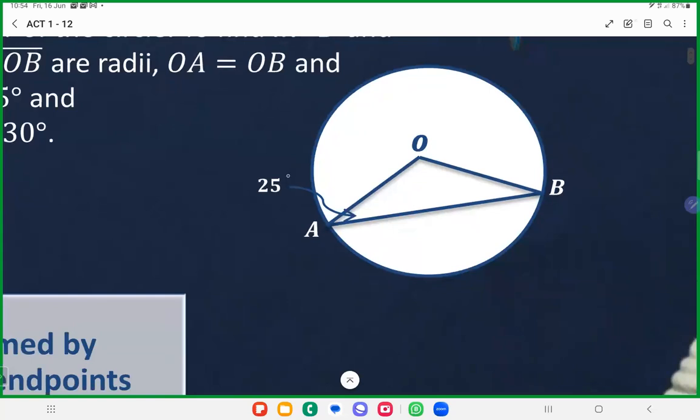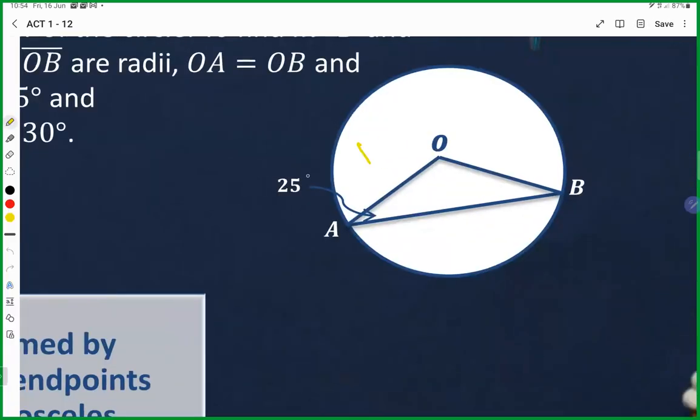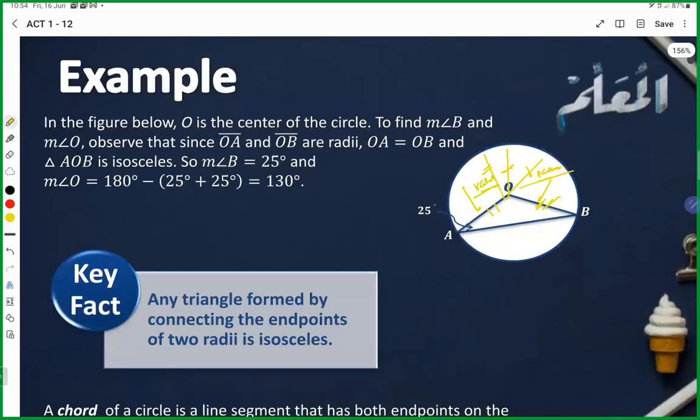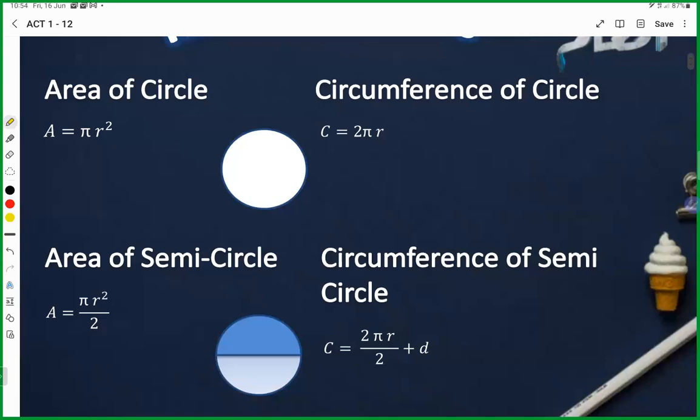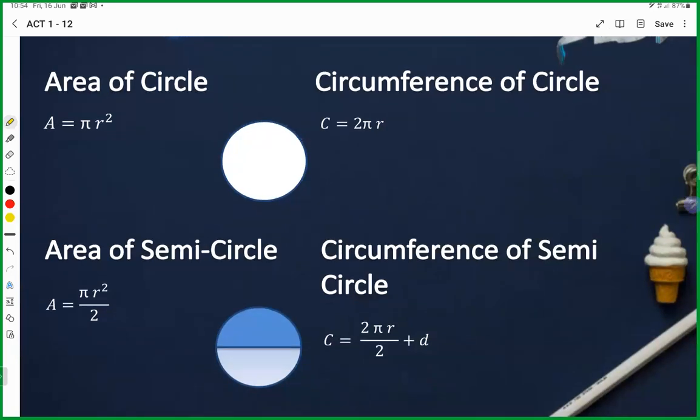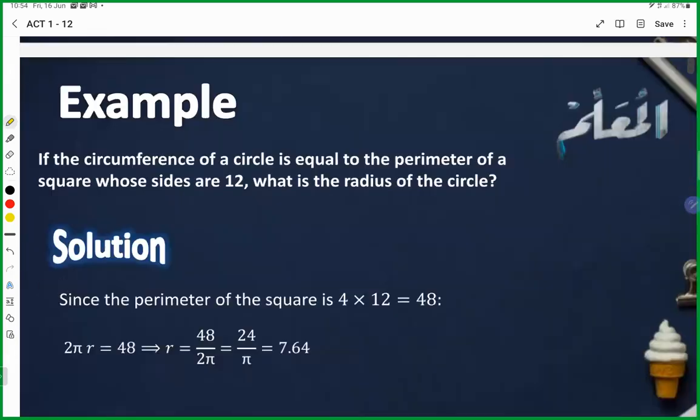I should remember that this is a radius, and this is a radius, and they are equal. So this one is equal to this one, equal to this one, equal to this one. The radii from the center to the edge of the circle are all equal to each other. Then the area of a circle, the circumference of a circle, the area of a semicircle, the circumference of a semicircle.